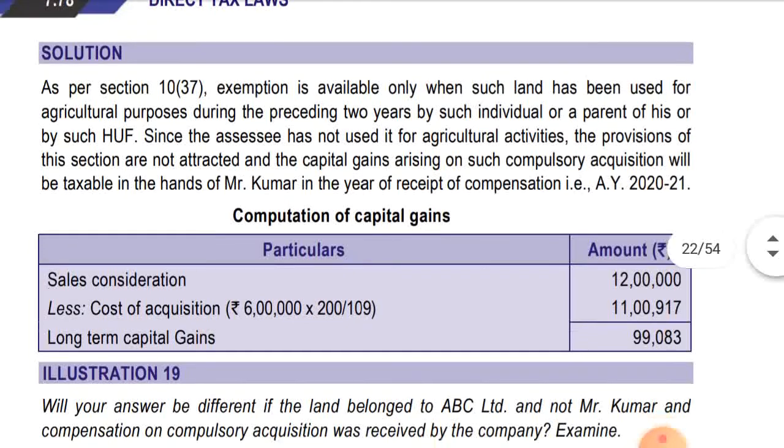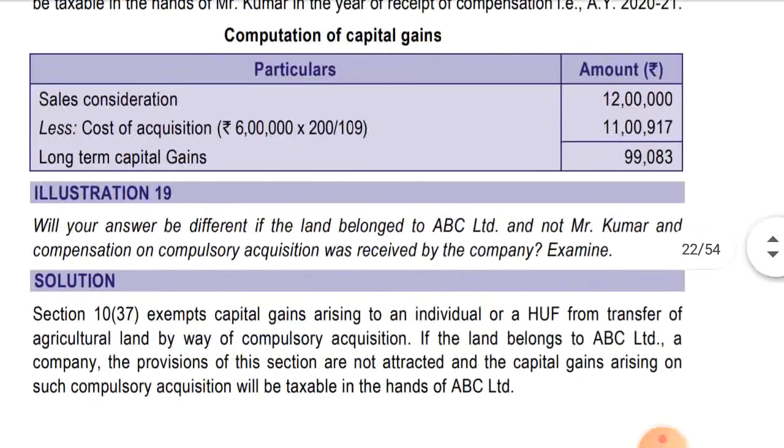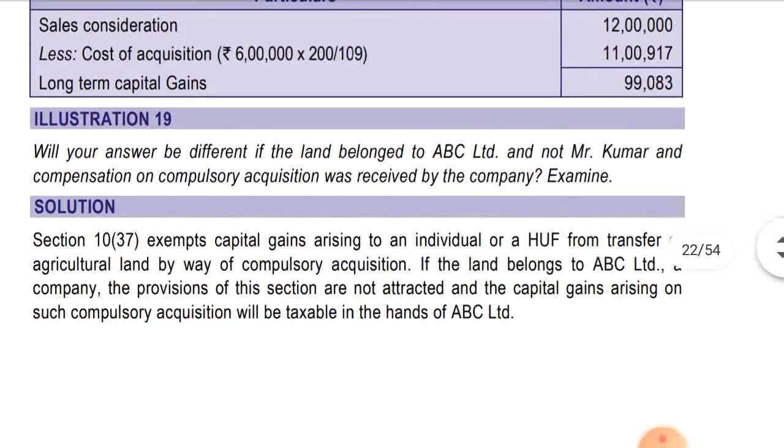Okay, now illustration number 19. Will your answer be different if the land belongs to ABC Limited and not Mr. Kumar, and compensation on compulsory acquisition was received by the company? As we all know that 10(37) is available only to individual and HUF, so in this case the company will not get the exemption, and capital gain will arise in this case. So let's see the solution.